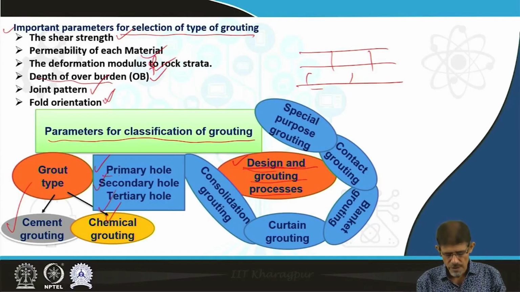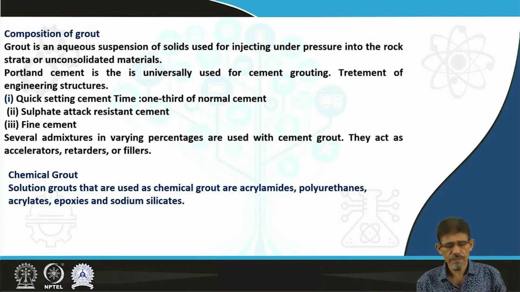If the primary hole grouting is not successful, then we go for the secondary and primary grouting, and then again go for tertiary along with secondary and primary grouting, to reduce the spaces between the grouting holes and enhance the performance of grouting.